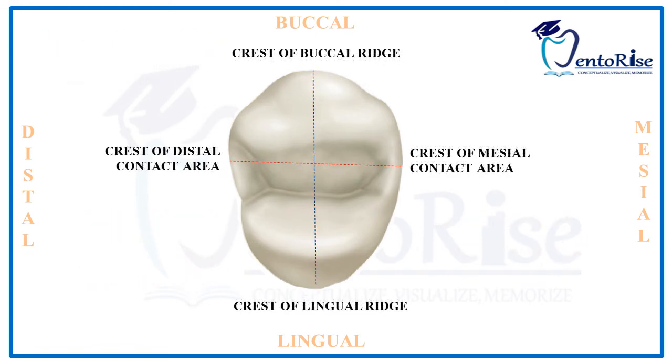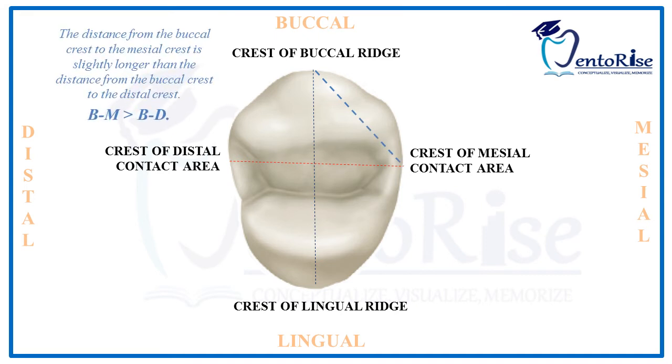Now that we have discussed the crest of the buccal ridge, lingual ridge, mesial contact area and the distal contact area, let's connect them all together. We observe that the distance from the buccal crest to the mesial crest is slightly longer than the distance from the buccal crest to the distal crest, marked in the figure in blue. Please observe the figure very carefully.